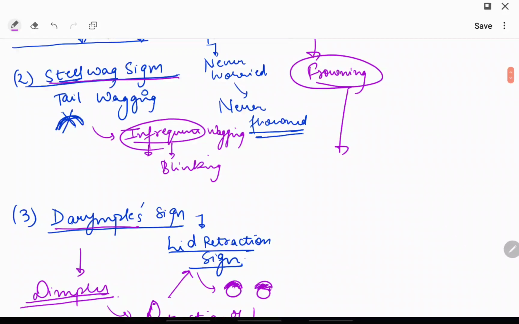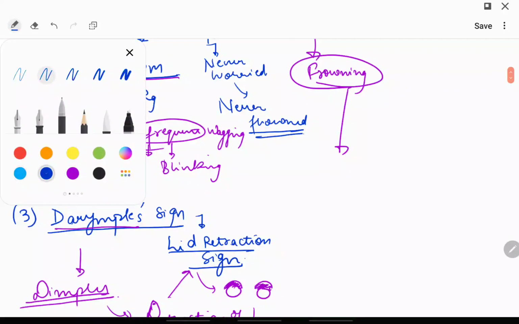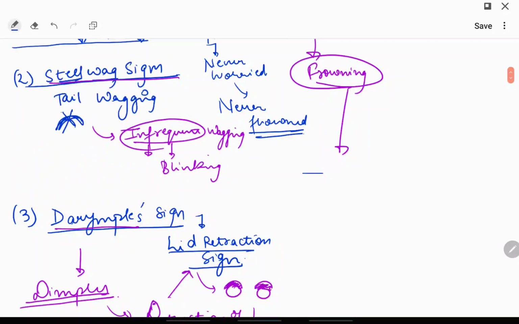Okay, so the patient does not frown when he looks upwards. So you ask the patient to look towards the ceiling, and on the forehead there is no wrinkling.